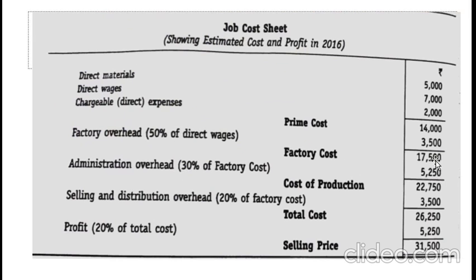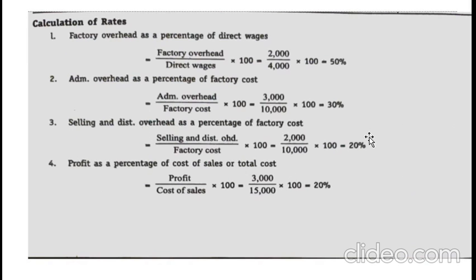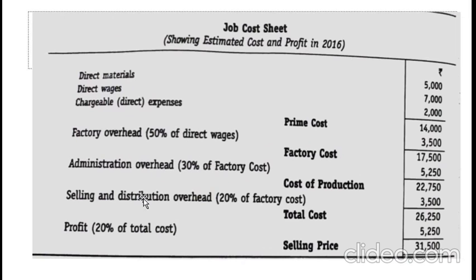Then when you total your factory cost plus administration expense, you will get your cost of production. After cost of production, you will spend money on your selling and distribution. So cost of production is 22,750. As you have been told in the question, your selling and distribution will also be on your factory cost. The percentage you have found out here, selling and distribution overhead as a percentage of factory cost using the previous data, is 20%. So this percentage you will be using for this estimated cost sheet.